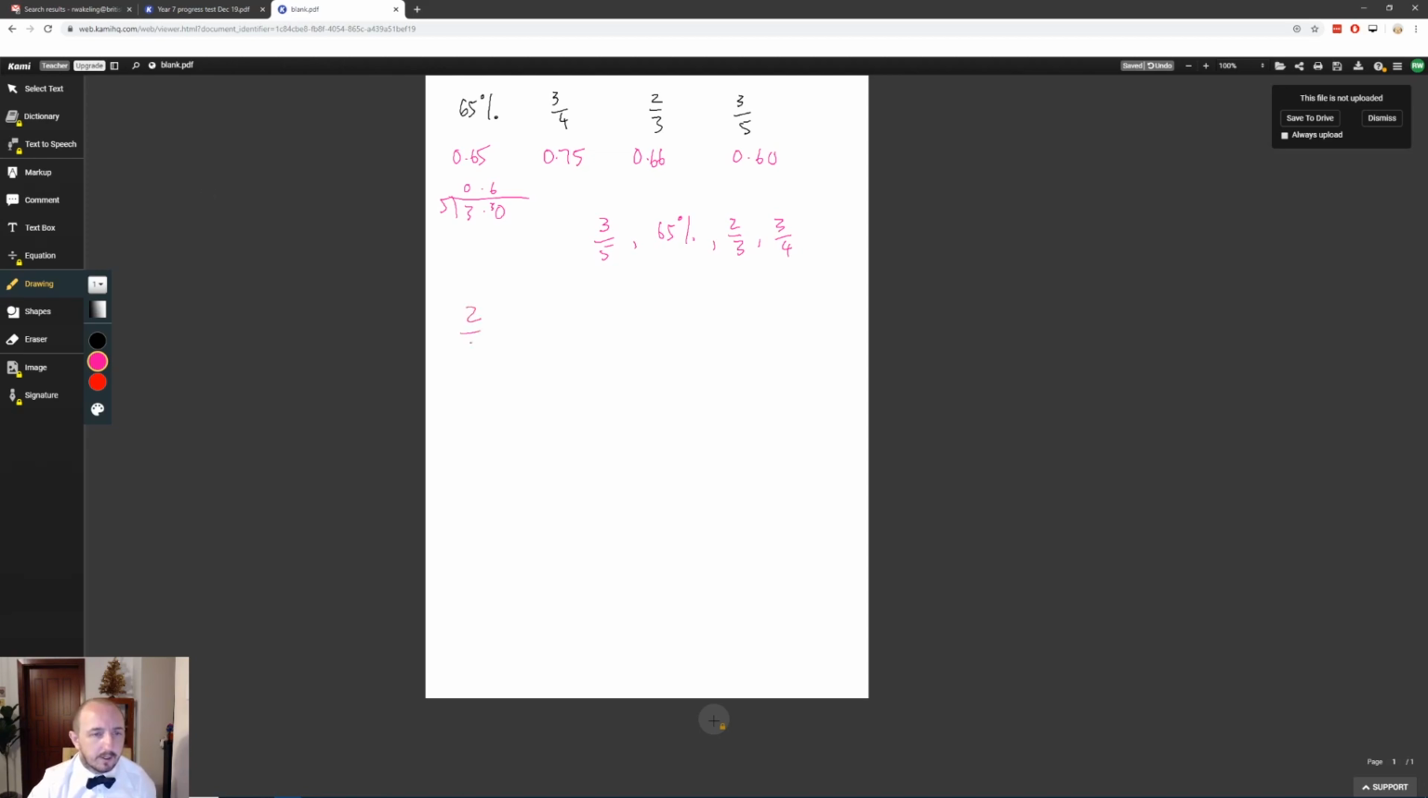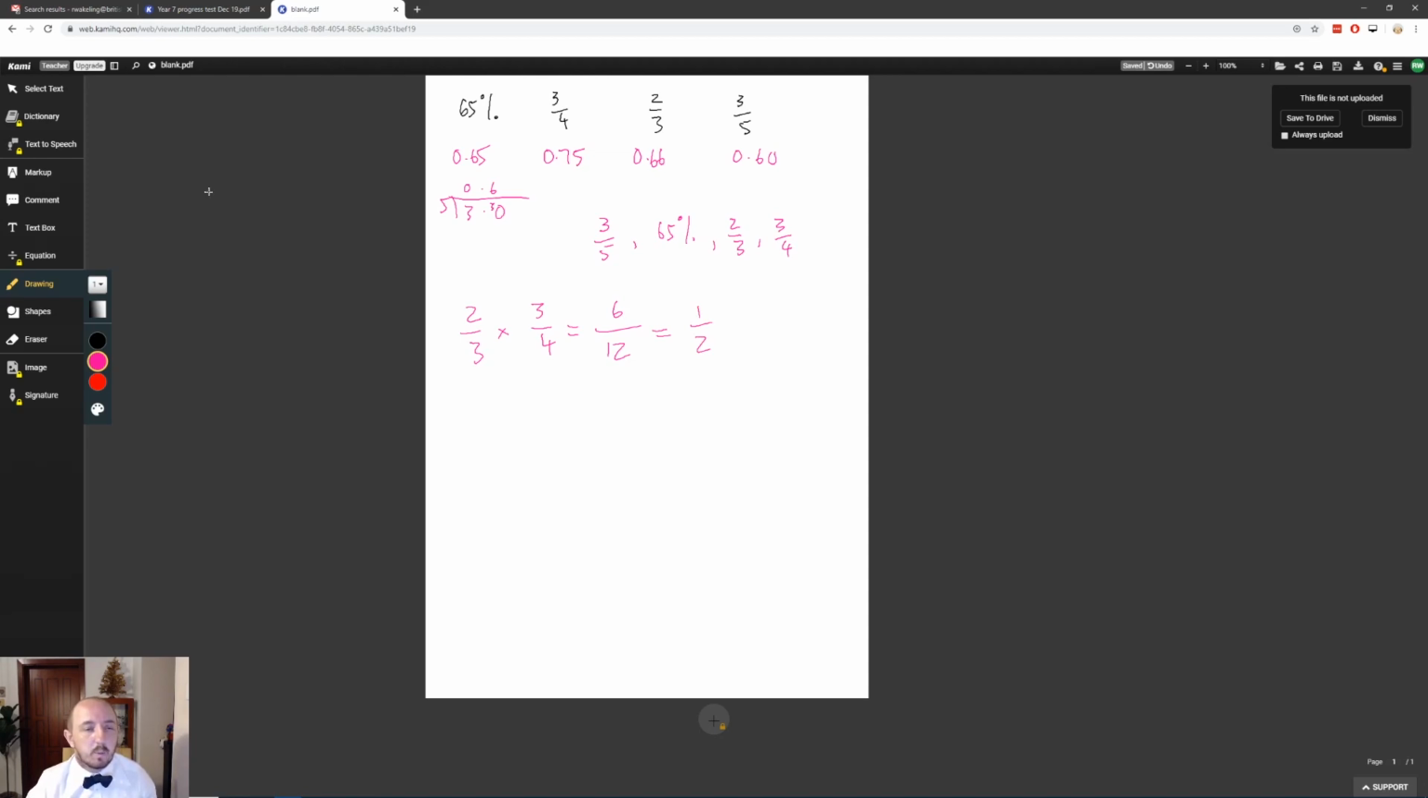Work out the value of 2/3 times 3/4. Top times top over bottom times bottom, and we can cancel this down. 6s go into both of these to give you a half.